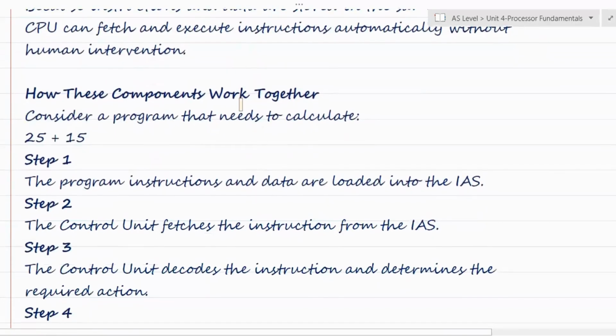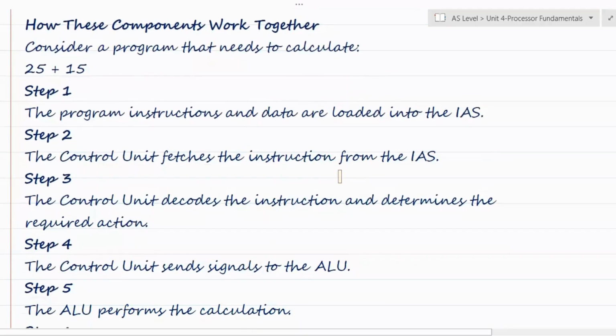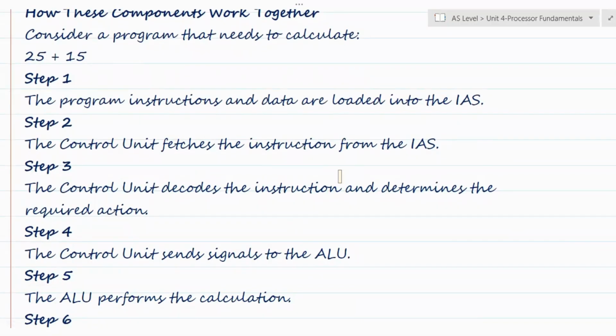So how do all these components work together? Suppose a program needs to calculate 25 plus 15, let's say, a very simple example. What happens? First, the program and data are loaded into the IAS. The control unit fetches the instructions from memory. Then the control unit decodes the instructions.